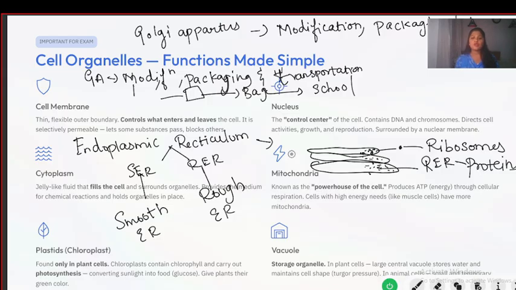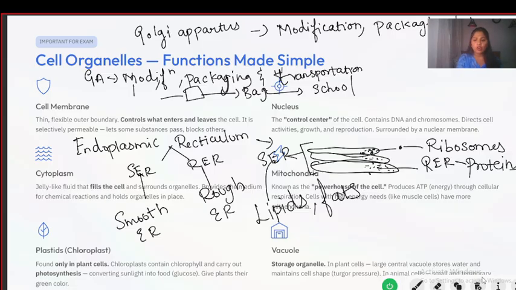Now smooth endoplasmic reticulum is one which does not have any kind of bead-like structure or any ribosome attachment. So that section appears smooth. So that is called smooth endoplasmic reticulum. And what is the smooth endoplasmic reticulum going to synthesize? It is going to synthesize lipids or fats. Okay, that is the major role of endoplasmic reticulum.